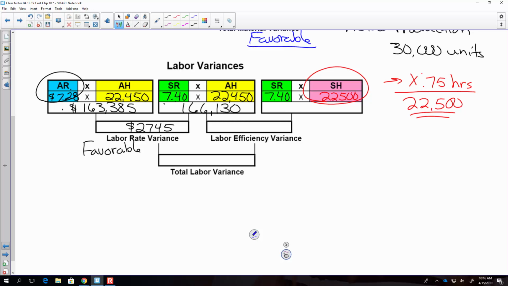And looking at actual hours, what's our efficiency? 370. Or you mean the total? The total is 166,500. And which direction? Favorable. We got two favorables. We can add them together, 3,115. There we go. And obviously favorable.